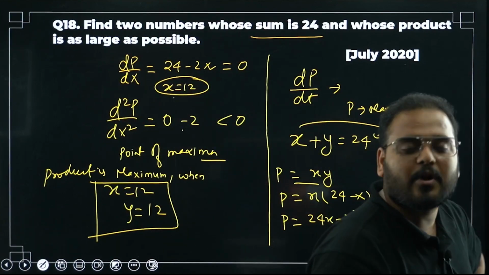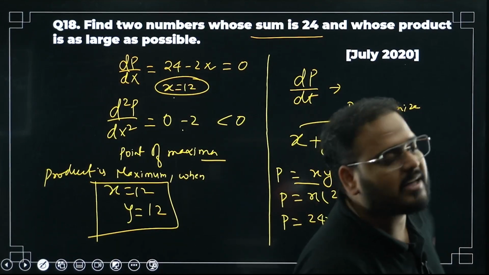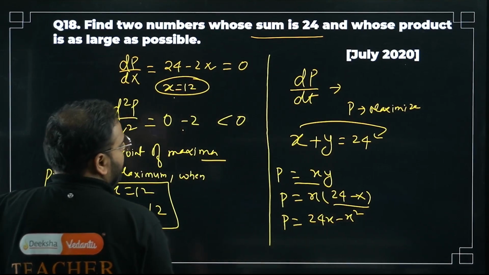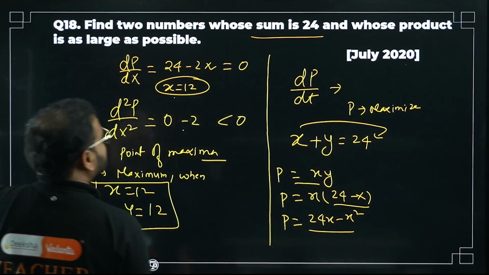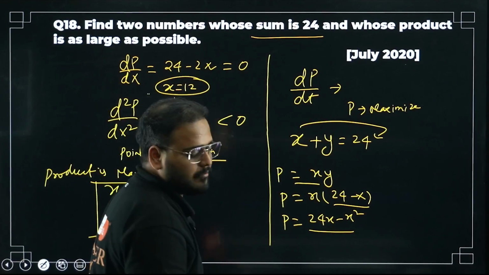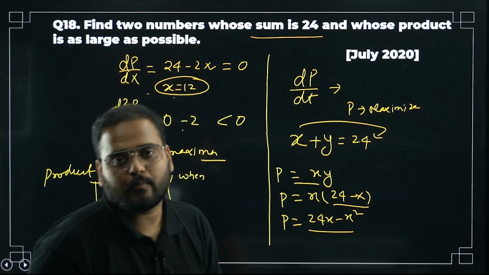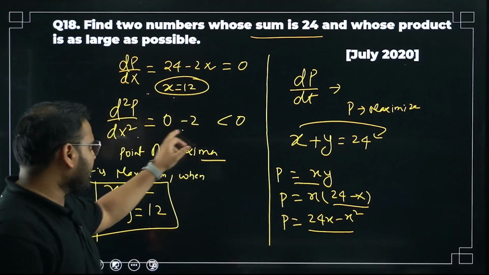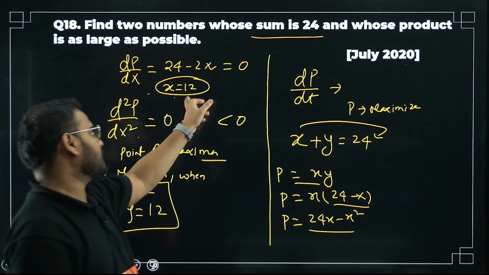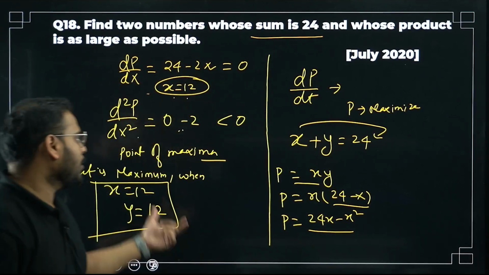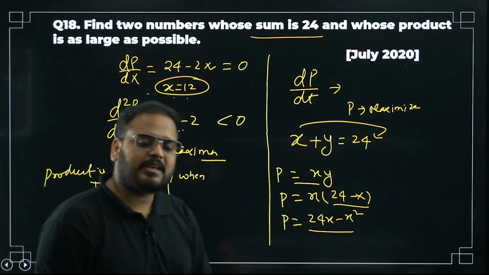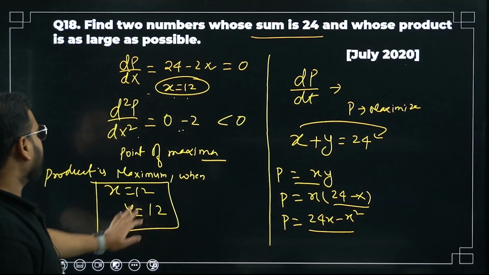We have maximized the product by replacing y as 24 minus x. P was coming as 24x minus x square. To maximize, first differentiate to get the critical point, then take the second order derivative to verify. There is no x here, so directly we can take the negative for any point. X equal to 12 means local maxima. Hence the answer is 12 and 12: x is 12 and y is 12.